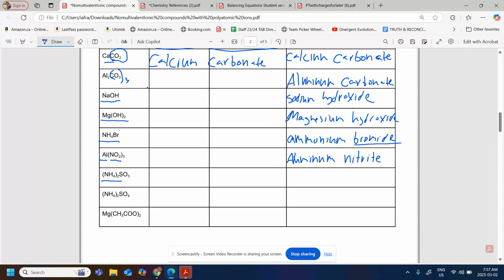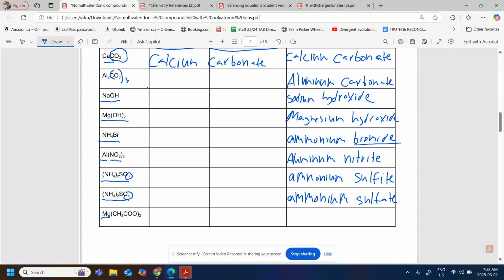Here we have two polyatomic ions. We have ammonium, and then SO3 is not sulfate, but sulfite. Here we have similar compound. Notice one oxygen different. That makes it a different compound altogether. So that's ammonium sulfate.